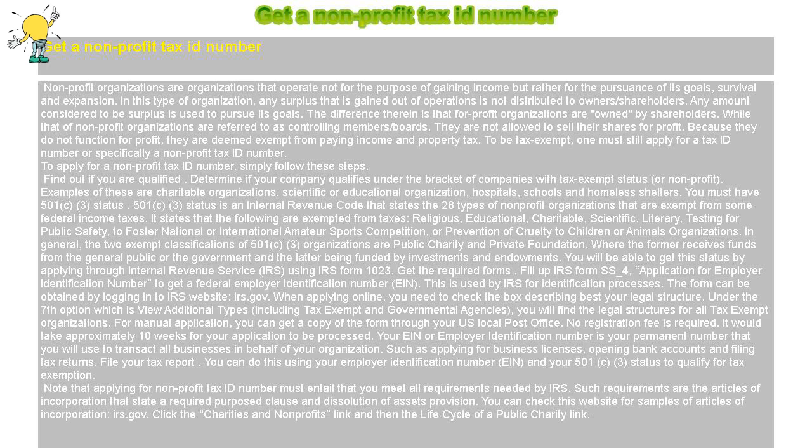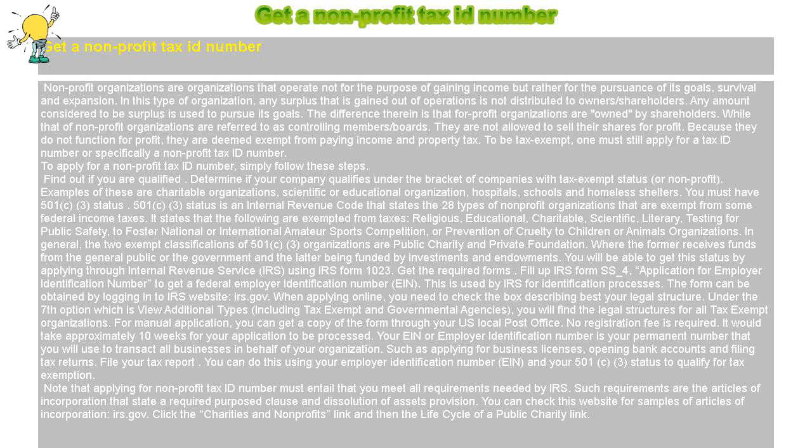In general, the two exempt classifications of 501(c)(3) organizations are public charity and private foundation. Where the former receives funds from the general public or the government and the latter being funded by investments and endowments. You will be able to get the status by applying through Internal Revenue Service, IRS, using IRS Form 1023.